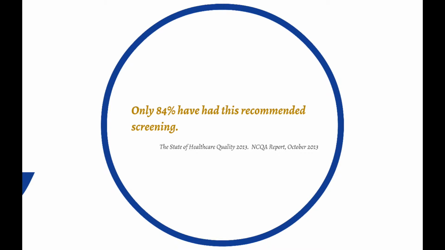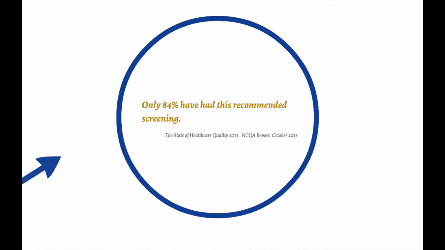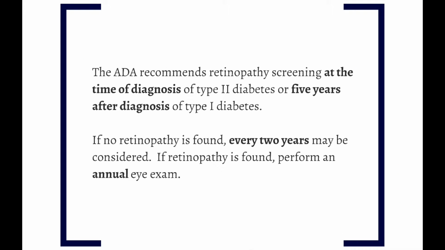What about retinopathy? How often should patients receive retinopathy screening? The answer is B. The ADA recommends retinopathy screening at the time of diagnosis for all type 2 diabetics and 5 years after the diagnosis of type 1 diabetes. If no retinopathy is found, the ADA recommends screening every 2 years. If there is retinopathy, then this should be followed by an annual eye exam.